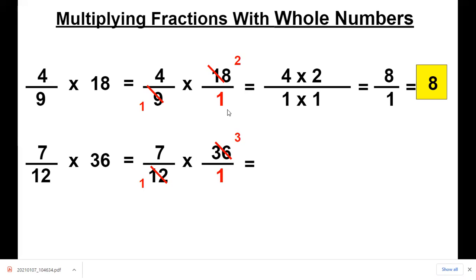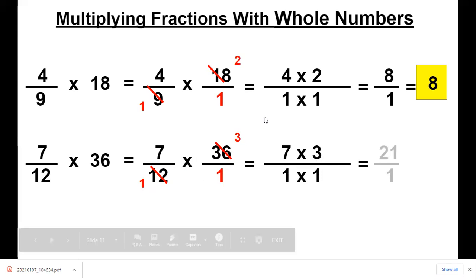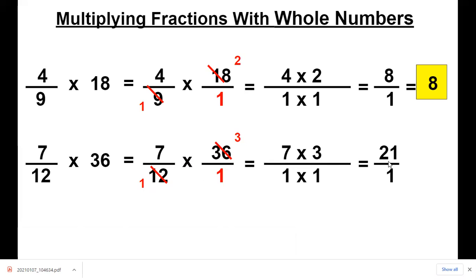So now I multiply across the top, 7 times 3. I multiply across the bottom, 1 times 1, and then I do the math. So 7 times 3 is 21, and 1 times 1 is 1. 21 over 1 is just 21. Yay! See how easy this can be? It's so much nicer than adding and subtracting. I think you'll agree with me on that.